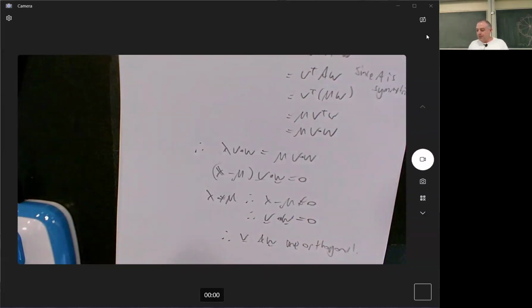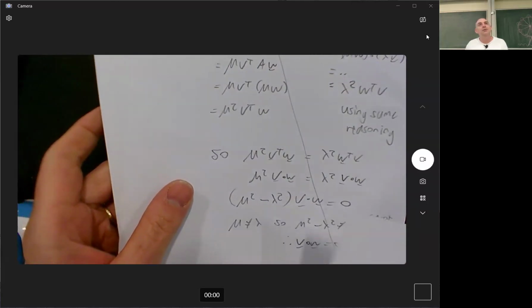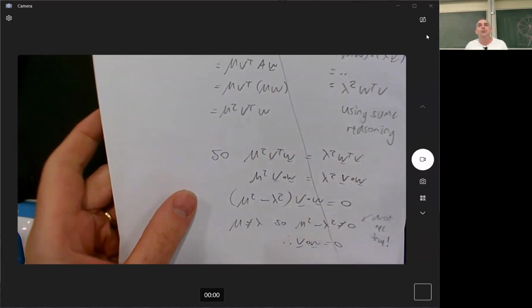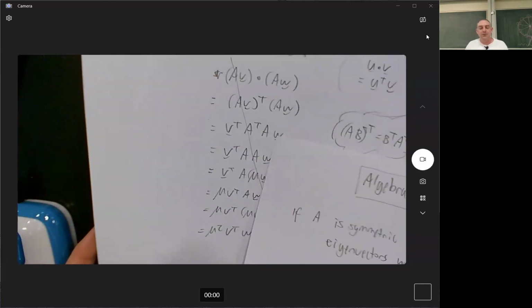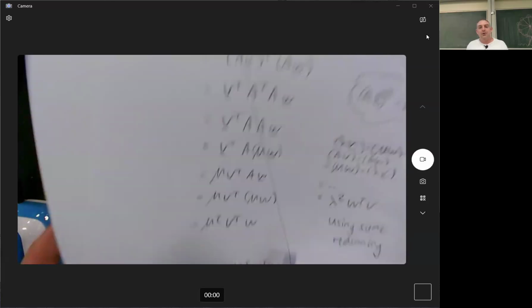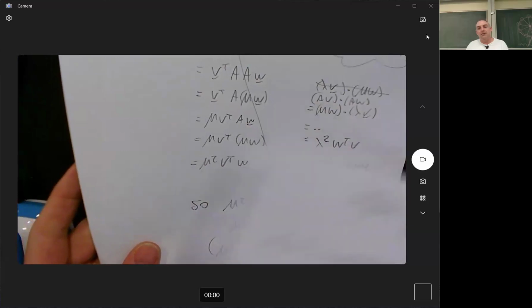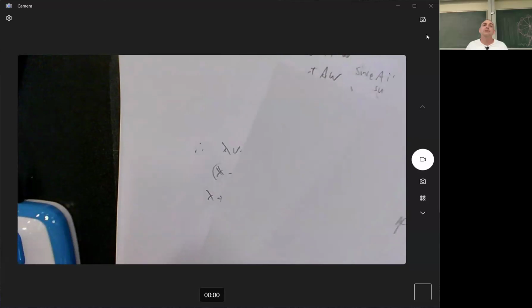Yeah, but it was the lambda and the mu that were minus each other, not the v and the w that were minus each other. That wouldn't be, because the w's only there once. The fact that it's a negative will actually make this different to this. I don't think that will fix it.